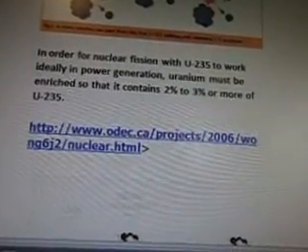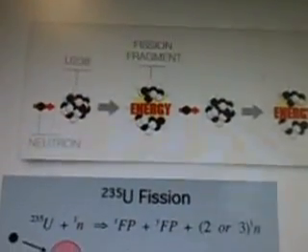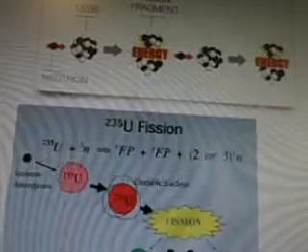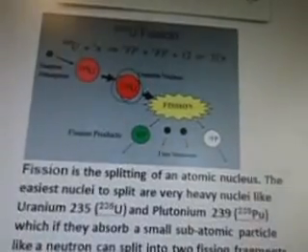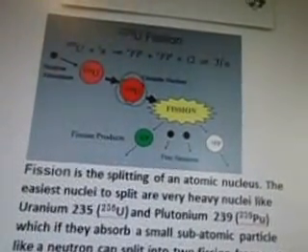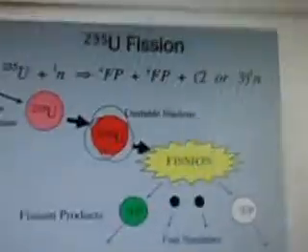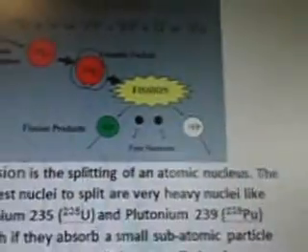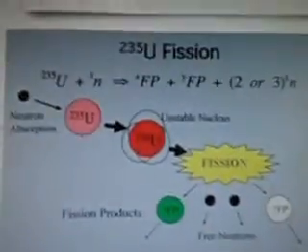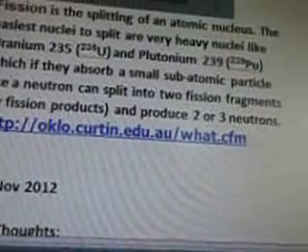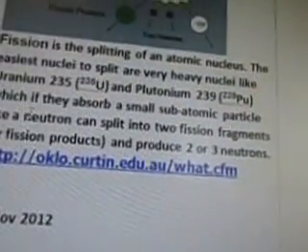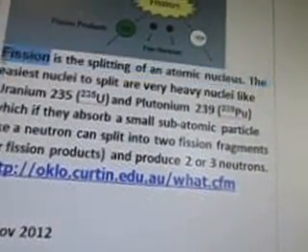So that's from www.odec.ca. Okay. And there's another little picture I got. Fission fragment showing the energy. Okay. Here's another one I got. 235U fission is showing the equation for it and how it works. So you get a picture of what we're looking at. Fission is the splitting of atomic nucleus.